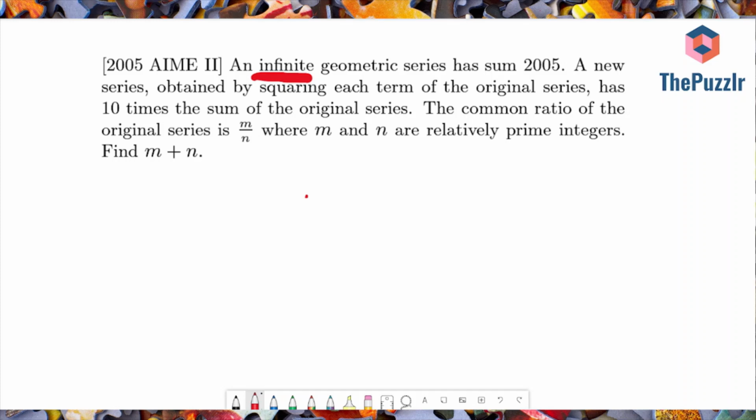A new series obtained by squaring each term of the original series has 10 times the sum of the original series. The common ratio of the original series is m over n, where m and n are relatively prime integers. Find m plus n.